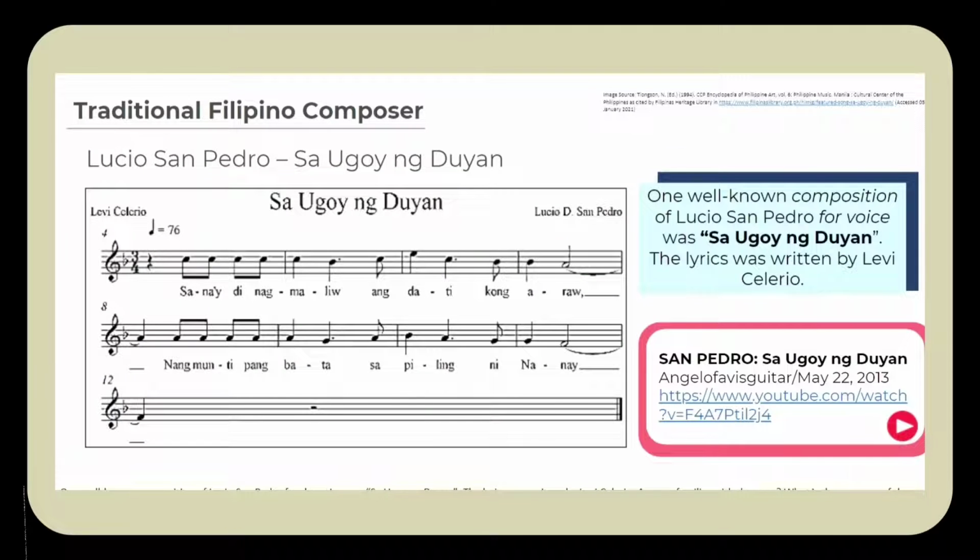One well-known composition of Lucio San Pedro for the voice was Sa Goyang Duyan. The lyrics was written by Levi Solirio. Are you familiar with the song? What is the message of the song to you? Listen to one of the compositions of Lucio San Pedro and share the message of the song to the class.